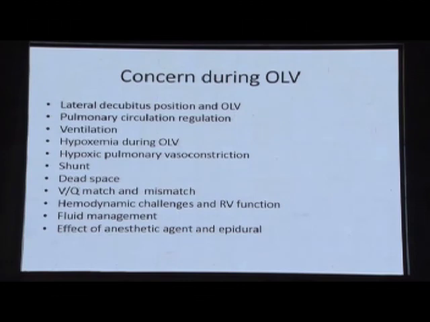how do you manage the VQ mismatch, what hemodynamic challenges can come, especially the right ventricle, because now you're thinking about collapse of the right side of the lung, and then what happens to the pulmonary vascular resistance, what happens to the RV afterload, all those things, fluid management, and what are the drugs and anesthetic agents which you're going to use can affect all the things which you're thinking about the VQ mismatch in this patient. So those are important concerns.